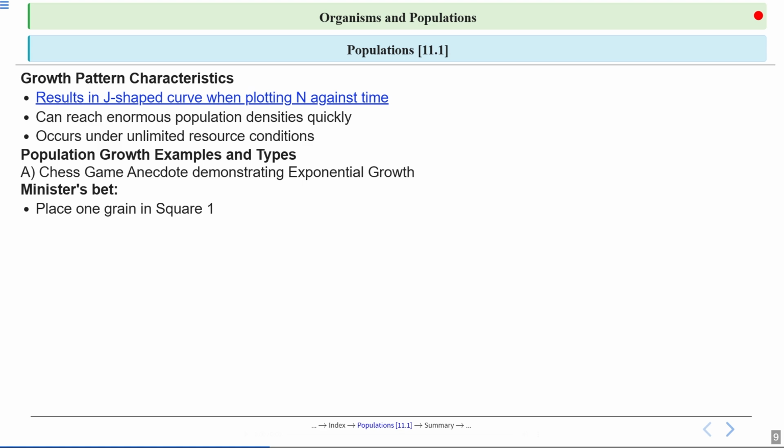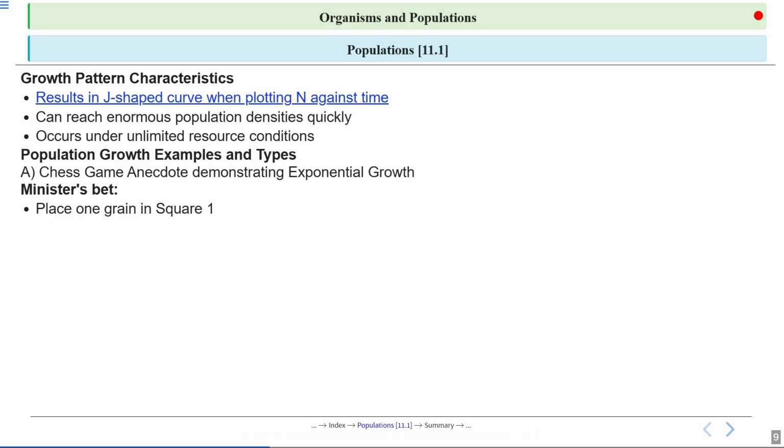Now the king and the minister sat for a chess game. The king was very confident of winning the game, and he was able to accept any bet proposed by the minister. So the minister humbly said that if he won, he wanted only some wheat grains, the quantity of which is to be calculated by placing on the chessboard 1 grain in square 1, then 2 in square 2, 4 in square 3, 8 in square 4, and so on.